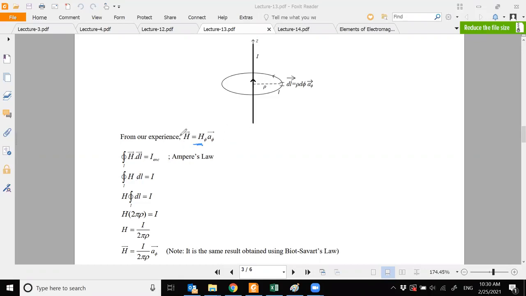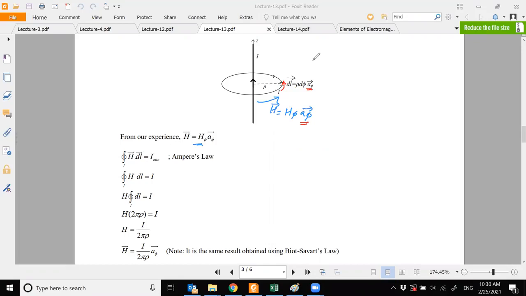I know H bar is H phi a phi, so my H bar is in this direction, right? Because it is H phi a phi. And my dl bar is also in this direction, which is a phi. So you have a phi and a phi, both in the same direction. Therefore, the dot product of them will become 1, and that's why you can replace them with a simple multiplication, is equal to the current enclosed.